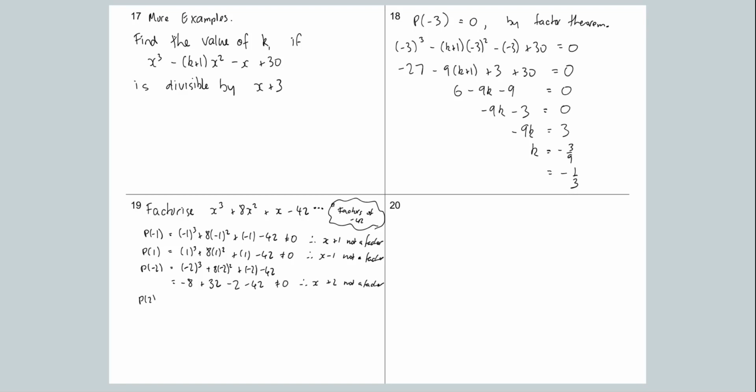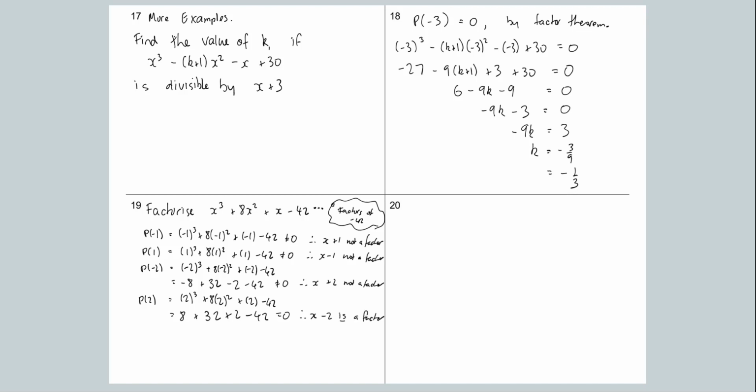Let's try p of 2. I feel like we're getting closer though. 2 cubed plus 8 times 2 squared plus 2 minus 42. What does that give us? 8 plus 30, 8 fours are 32 plus 2 is, oh, hang on, here we go. 32 plus 8 is 40, plus 2 is 42, minus 42, hooray, equals 0. Therefore, x minus 2 is a factor.